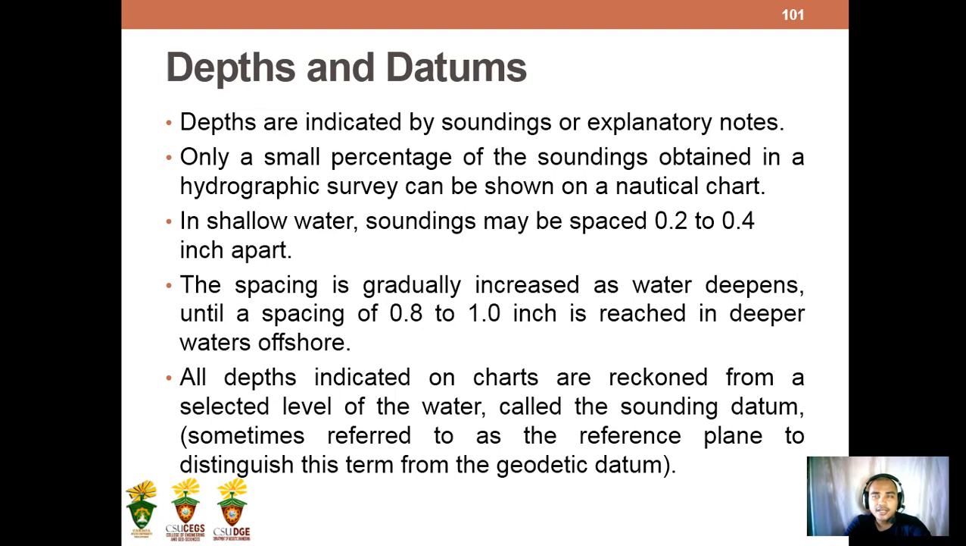Or the depths here are not numbers, they are in letters. Like for example, 5 meters or 5 feet during a part. So it can be like that. And only a small percentage of soundings can be obtained in a hydrographic survey and also can be shown on nautical charts.